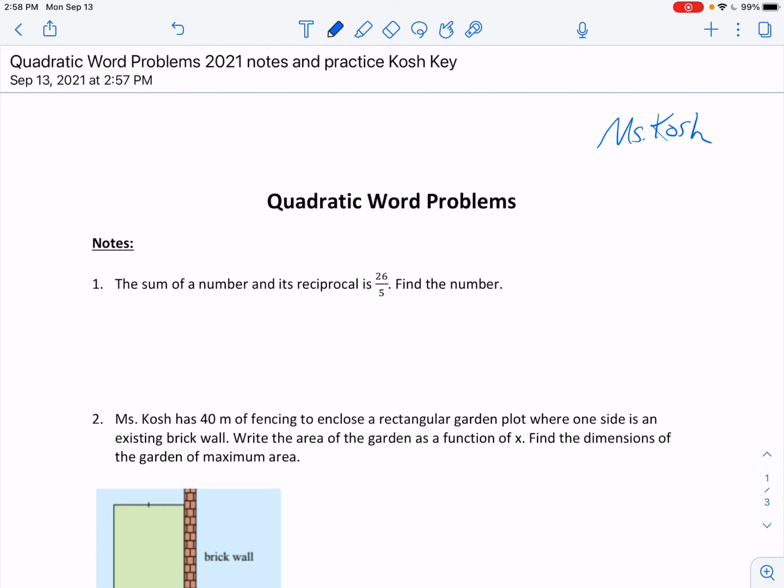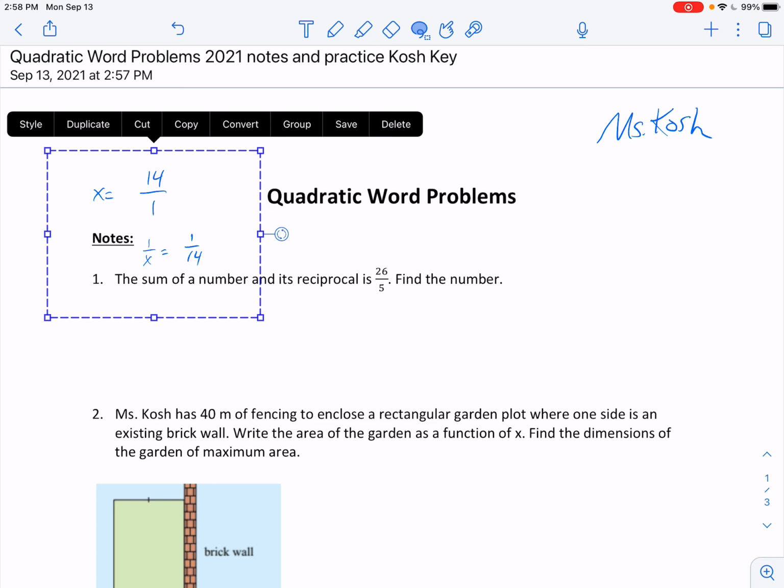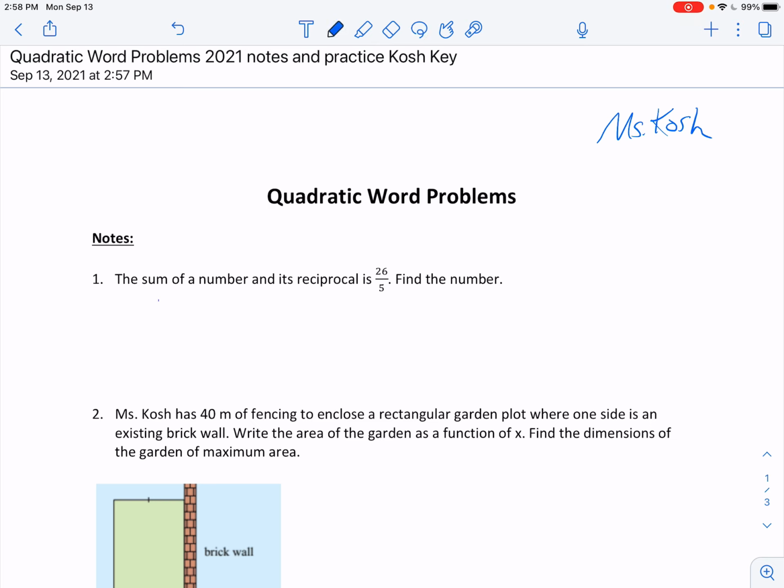Okay, so it says the sum of a number and its reciprocal. So, if I had a number like 14, its reciprocal, well, this is 14 over 1, its reciprocal would therefore be 1 over 14, right? So if this one were x, then this just becomes 1 over x. Hopefully that makes sense to you. Okay, so we have the sum of a number and its reciprocal, and that equals 26 over 5.